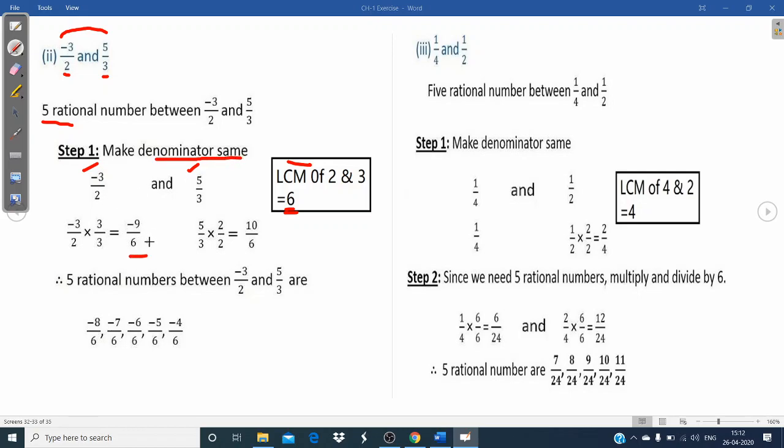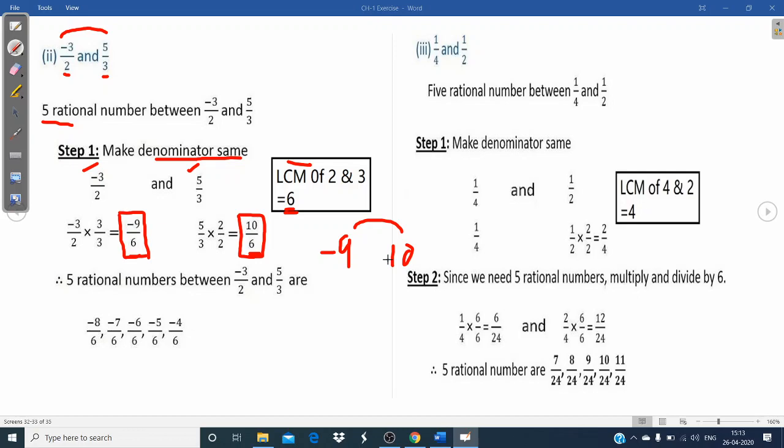2 3s are 6. Now 3 multiplied by the numerator: 3 3s are 9, so -9. The number has changed to -9/6. Similarly here also, the denominator is 6. So 3 divided by... 3 2s are 6, and 2 multiplied by the numerator: 2 5s are 10. So your number has changed now. If we see this, between -9 and 10, directly you are getting 5 rational numbers. So the number is lying between -9 and 10.